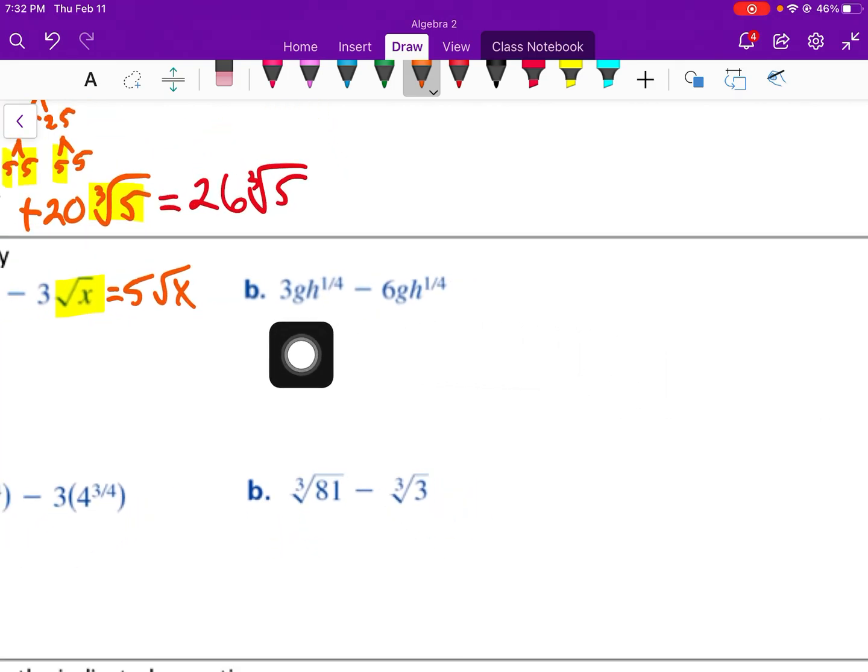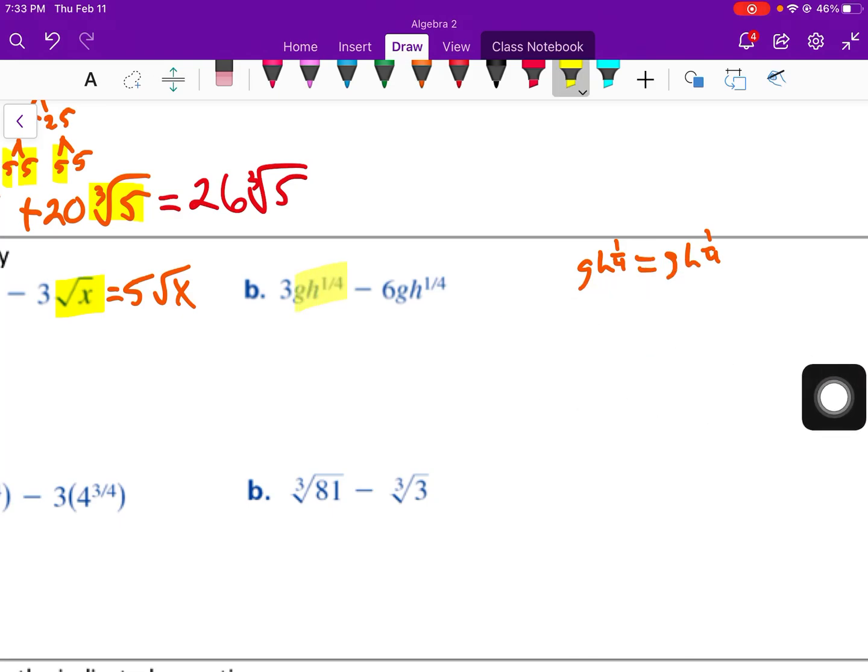Alright, now let's look at this one. Both have gh to the 4th power. It's 3 times gh to the 4th minus 6 times gh to the 4th. So let's look at those terms. Let's disregard these coefficients, the 3 and 6, don't look at them for now. Just pull out gh to the 4th. Is that the exact same thing as gh to the 4th? Yes. These terms are exactly the same.